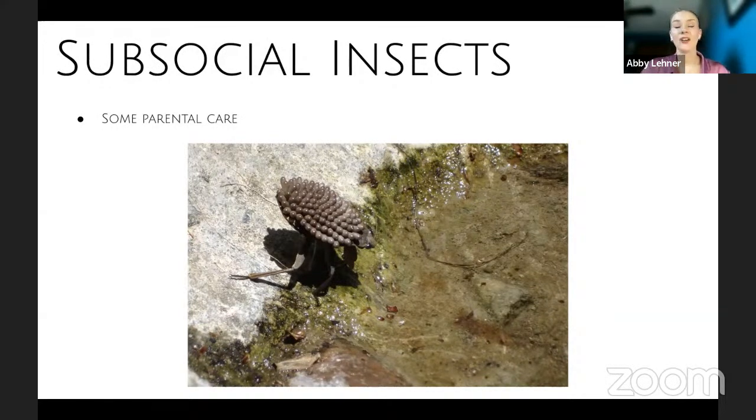An example of a subsocial insect is the giant water bug. In this case, the mother giant water bug actually lays her eggs on the back of the father giant water bug, and he will protect these eggs and make sure that they have the right amount of moisture from the water, and he'll take good care of them until they hatch. So here's a really great father giant water bug in this photo, taking care of his eggs and making sure that they stay wet in the water, but not too wet.